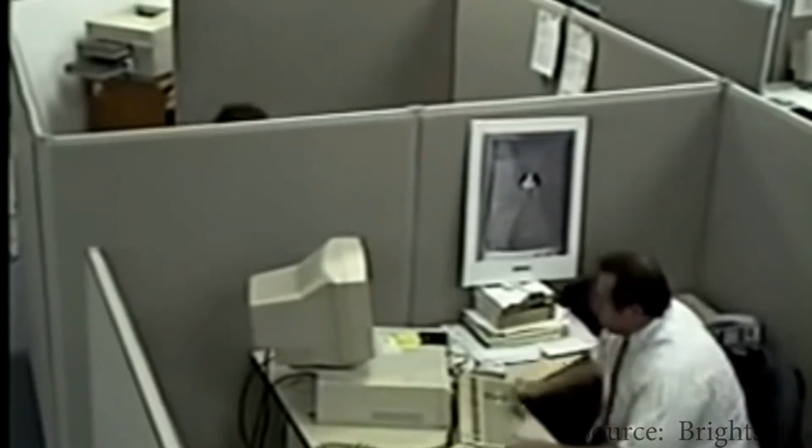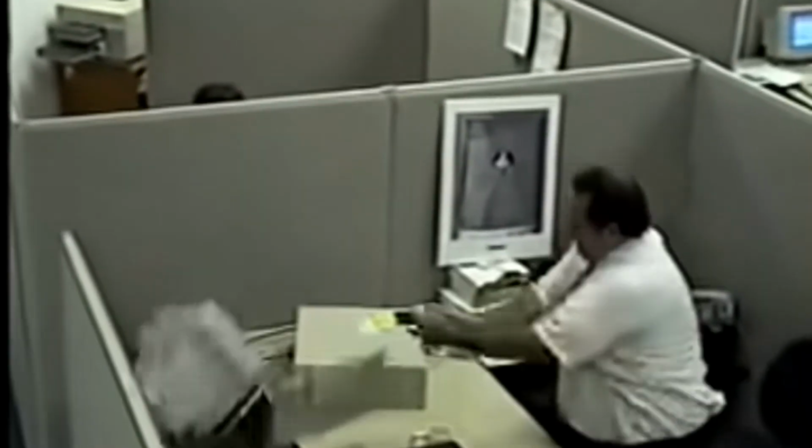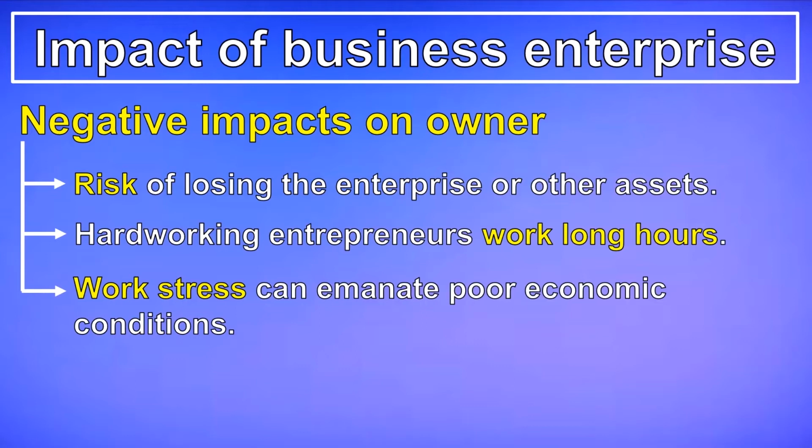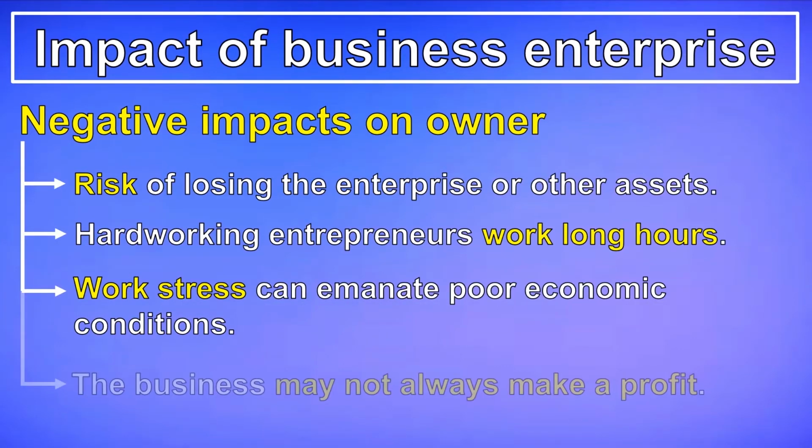Work stress can emanate from poor economic conditions and a drop in revenue or poor employee relations. This is negative. The business may also not always make a profit, and the owner is therefore not always assured of a paycheck at the end of the month.